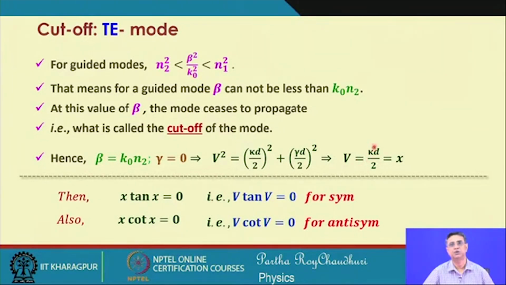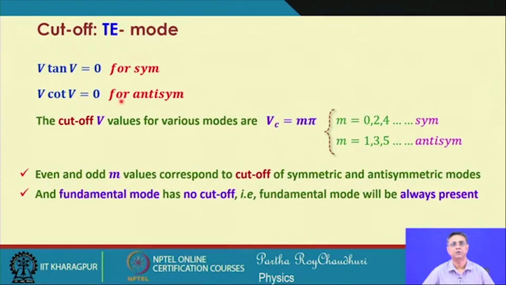So, that tells you V equal to kappa d by 2, which is equal to x. So, x tan x equal to 0 from the eigenvalue equation, and x cot x will be equal to 0. These are the conditions for symmetric and antisymmetric modes, and we end up with this condition that tells you Vc will be equal to m pi to get this condition equal to 0. So, I just roughly take the value of m equal to 1, 2, 3, that gives me the value of Vc, the cutoff V value at which and below which those modes will be supported.